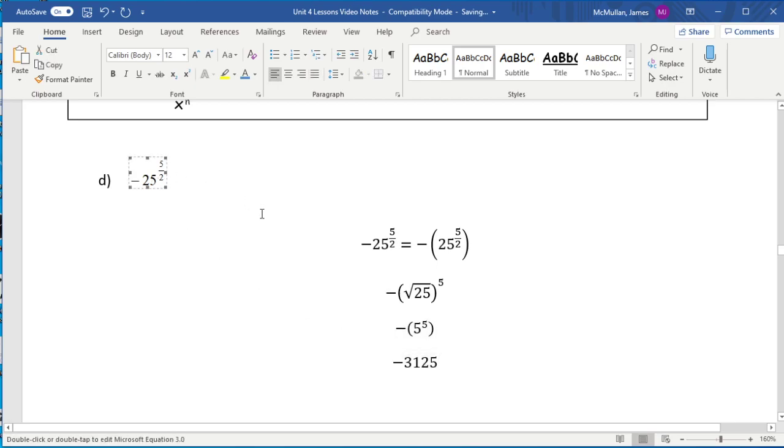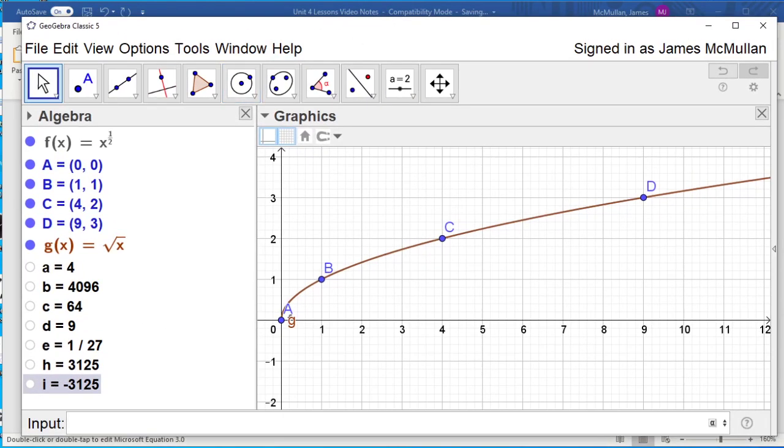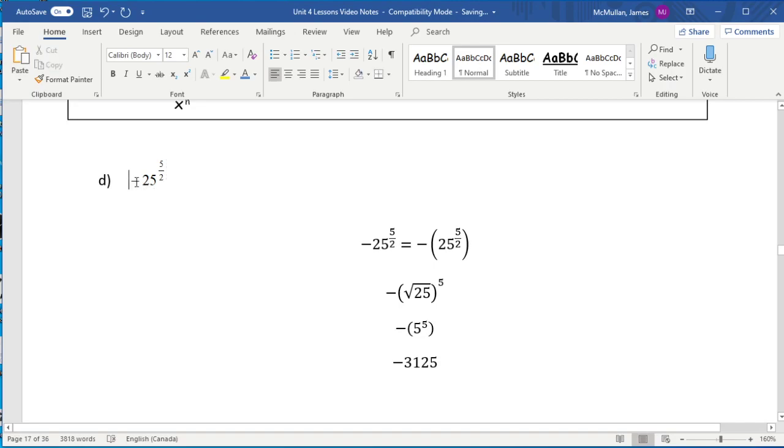Okay, so again, if I type this into the calculator, exactly as I see it there, negative 25 to the power of 5 over 2, it comes up with the answer negative 3,125. Be careful with that negative sign. Okay.